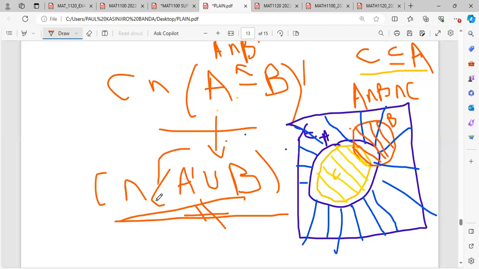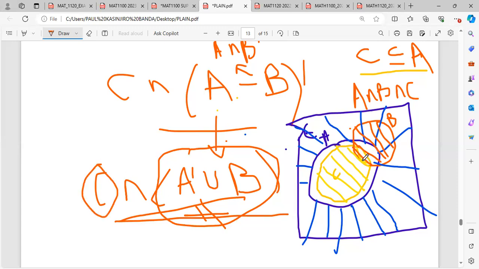So let us first get this, then we intersect it with C. So where is our A complement union B? Wherever you are seeing blue lines and red lines, that is where the A complement union B is. So meaning all this part here, including that part there. Then the blue and red should intersect with the yellow for the C.